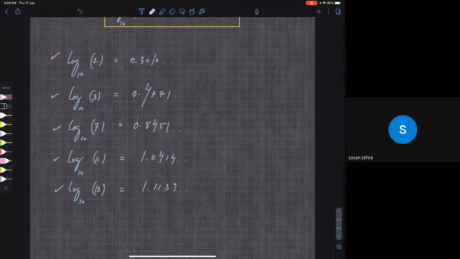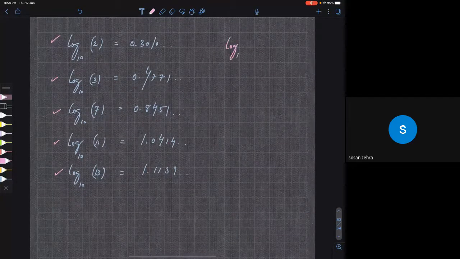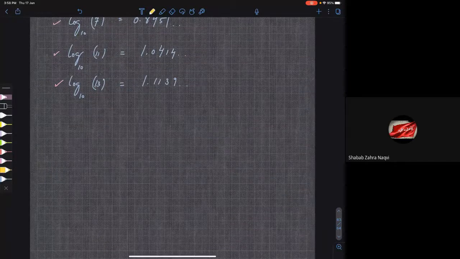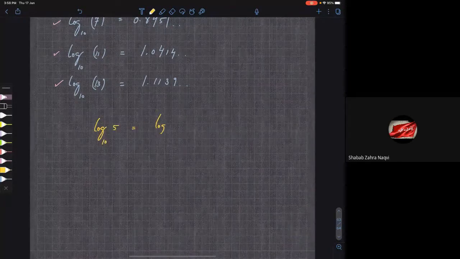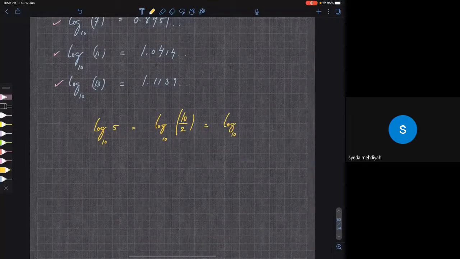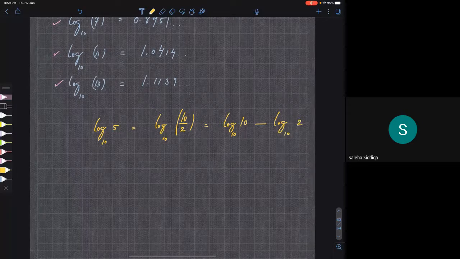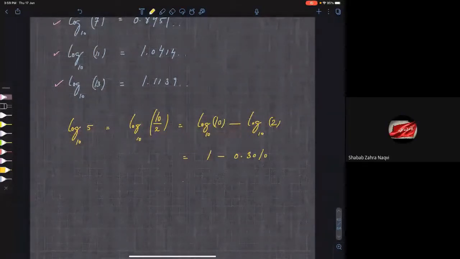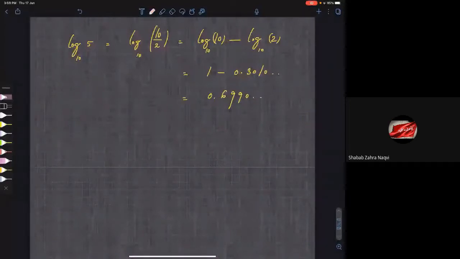For example, if you want log 5 and you don't remember its value, log 5 can be written as log of 10 by 2, which is equal to log of 10 minus log of 2, which is 1 minus 0.3010, which is equal to 0.699. Clear?